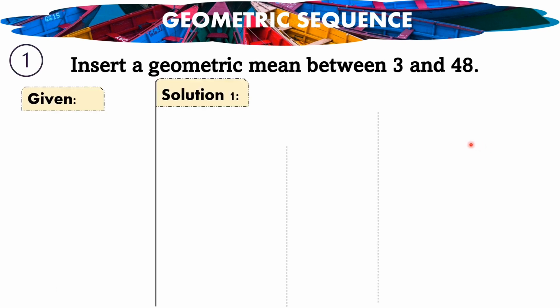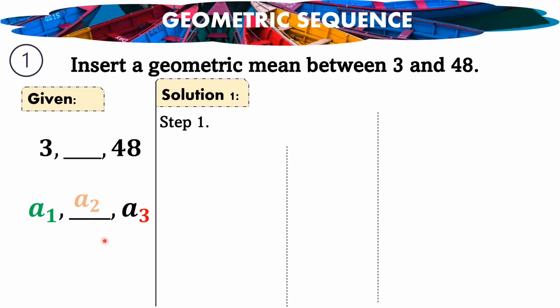Insert a geometric mean between 3 and 48. The given are 3, blank, 48. There are three terms where 3 is the first term, a sub 3 is 48, and the geometric mean is a sub 2. We have two solutions for this example.